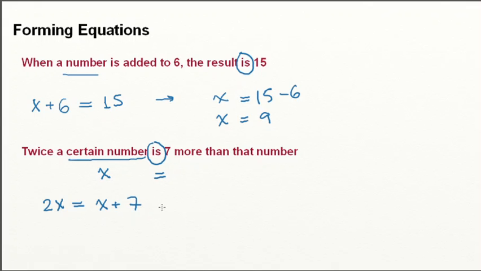Let's solve this. So first I need to get all x's to the same side. So I would have to subtract x on both sides here. When I subtract x on the right hand side, I will get rid of this x, and on the left hand side I'll have 2x minus x, which is simply x. And on the right hand side, the only thing that I have left is 7. So this would be the solution to this problem.